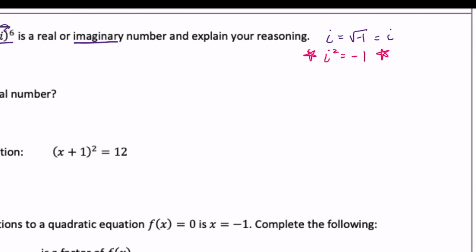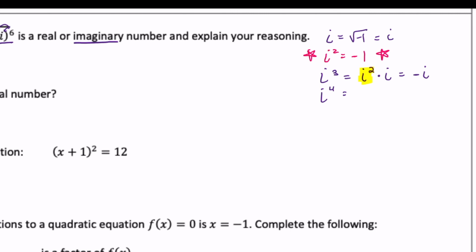Let's consider some powers of i, like i cubed, i to the 4th, and we'll work our way up to i to the 6th. i cubed is really just i squared times i. If I write it this way, I can replace the i squared with a -1 and simplify i cubed to -1 times i, which is -i. Well, we can keep doing this and working our way up through the i powers.